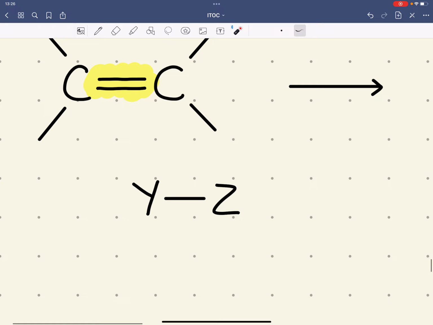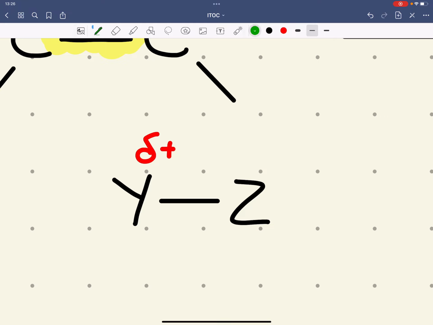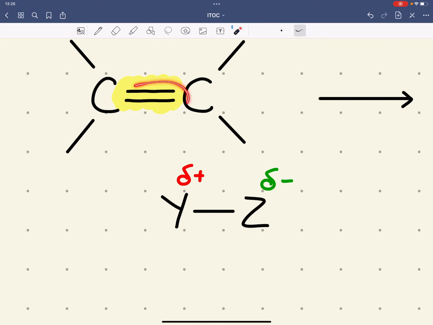Now, consider we've got this molecule, which I'm just saying is YZ, and we've got a delta plus there and a delta minus there. Then this region of high electron density will be attracted to the delta plus Y portion of the molecule. It's going to use the pair of electrons in that bond and form a new carbon-Y bond, and that can be shown by the following curly arrow.